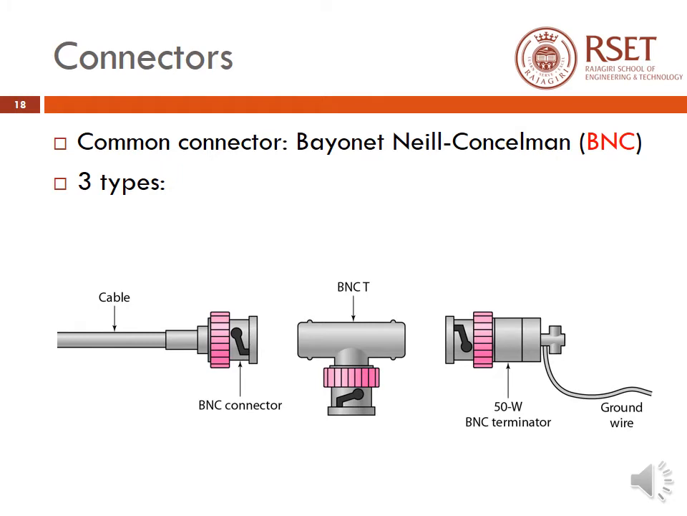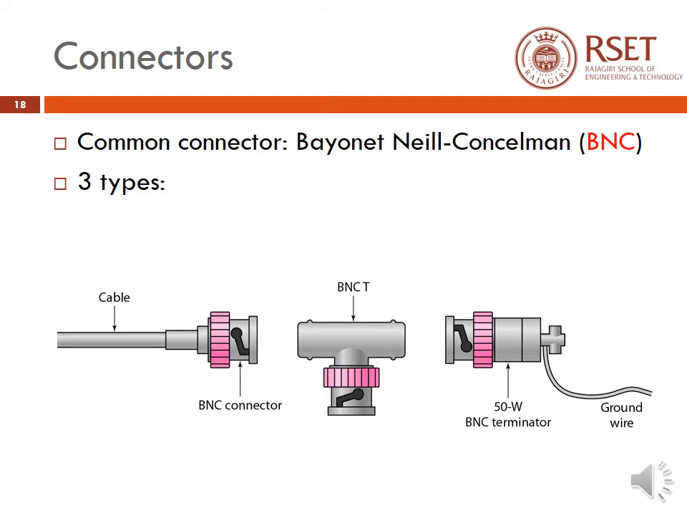Coaxial connectors are used for connecting coaxial cables to devices. The most common type of connector that is used is the BNC connector or Bayonet Neill-Concelman connector. And there are three popular types of BNC connectors: the normal BNC, BNC-T and BNC terminator. The BNC connector is used for connecting the end of a cable to a device, like for example a TV.